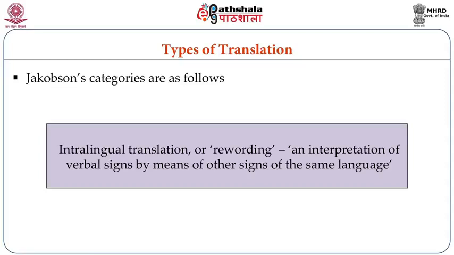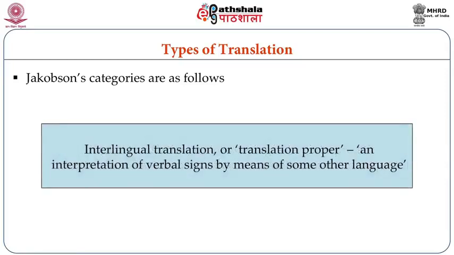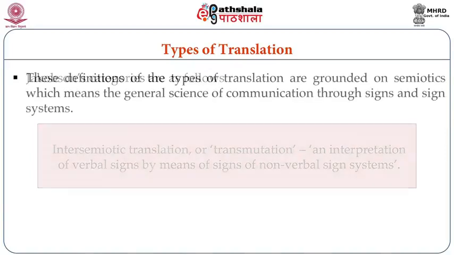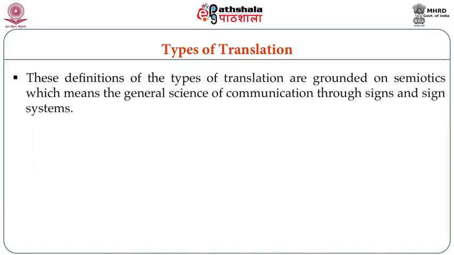Number one, intralingual translation, or rewording: an interpretation of verbal signs by means of other signs of the same language. Number two, interlingual translation, or translation proper: an interpretation of verbal signs by means of some other language. Number three, intersemiotic translation, or transmutation: an interpretation of verbal signs by means of signs of non-verbal sign systems. These definitions of the types of translation are grounded in semiotics, which means the general science of communication through signs and sign systems.